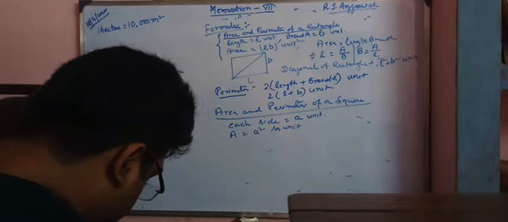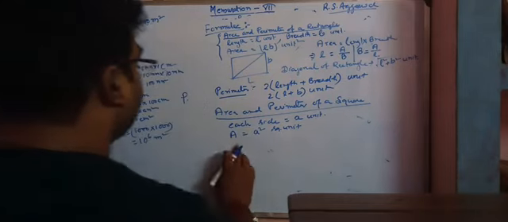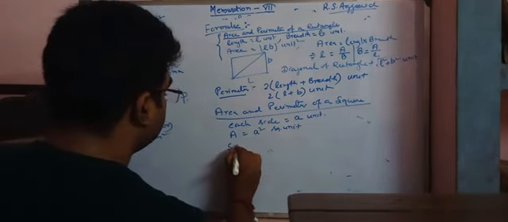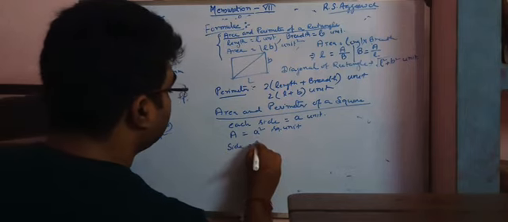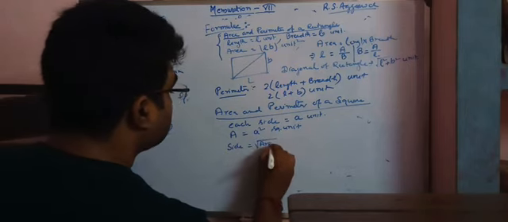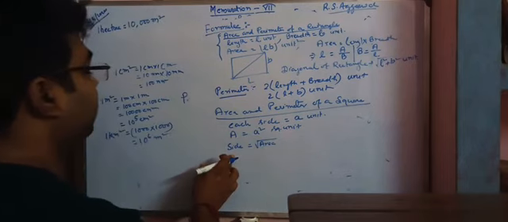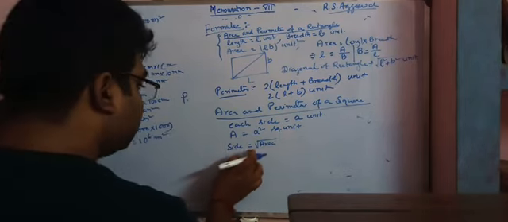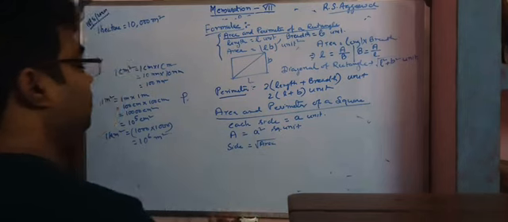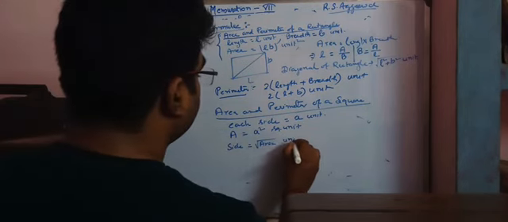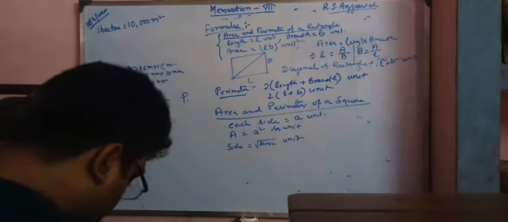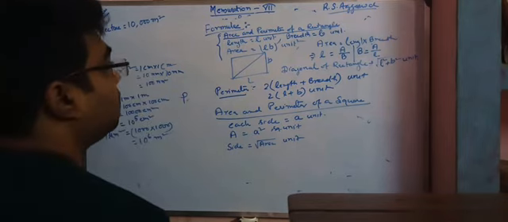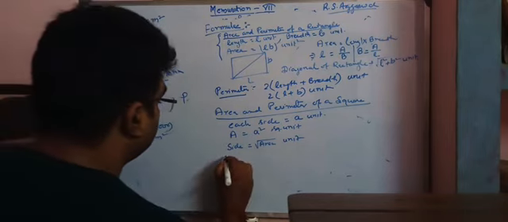Next, if we have to find the side, it means root over of area. If area is equal to side square, then side is equal to root over of area, from the laws of exponents, with this unit. Next, diagonal of a square, diagonal.